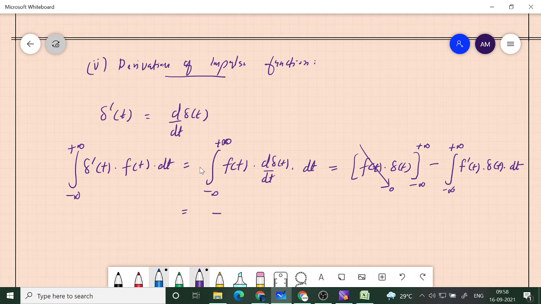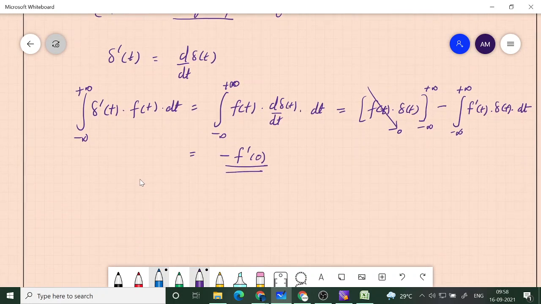This is the delta function multiplying a function, but now the function is not f of t, it is f dash of t. So it will basically sample f dash of t, and that you will get as f dash of 0. So the answer is that this integral is going to give you the sampled value of the derivative, or this means what? This means minus df by dt where t equals 0. This is what it means.